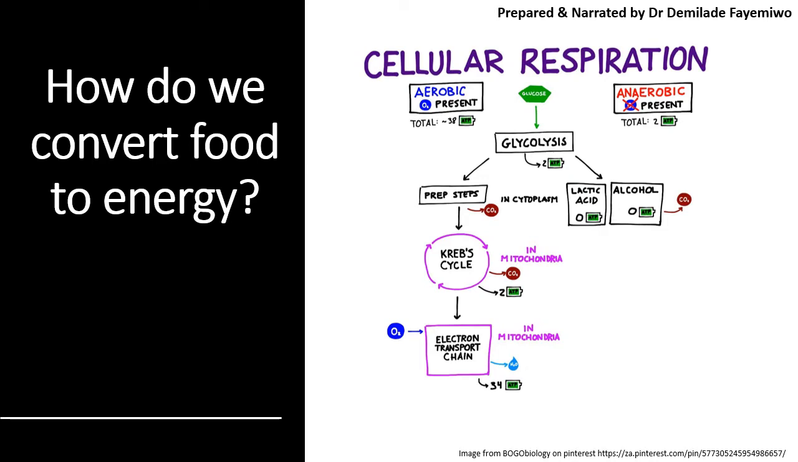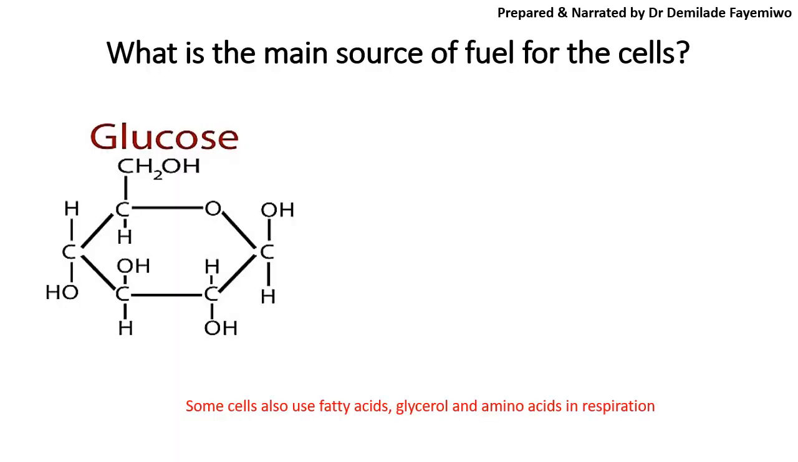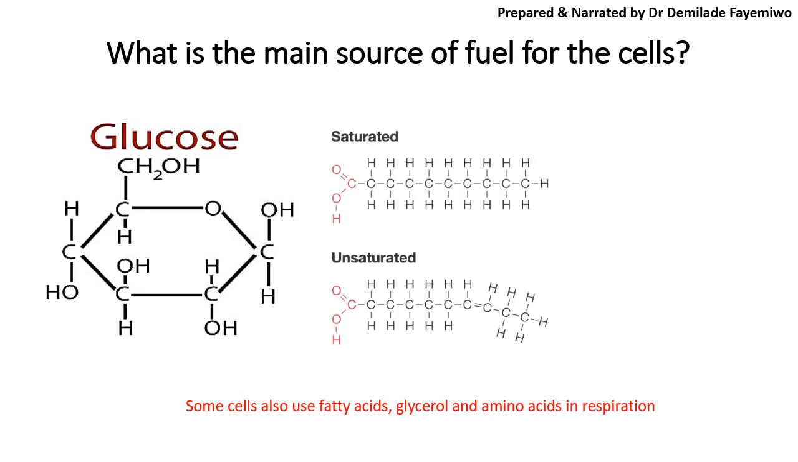Let's look at respiration in detail. So first things first, when we say what is the main source of fuel for cells, the main source of energy, or fuel, whatever you want to call it, is glucose. The body typically prefers to use glucose whenever we need energy, and that is why they say you exhaust your glycogen reserves first when you go on to exercise before you start to use up your fat reserves.